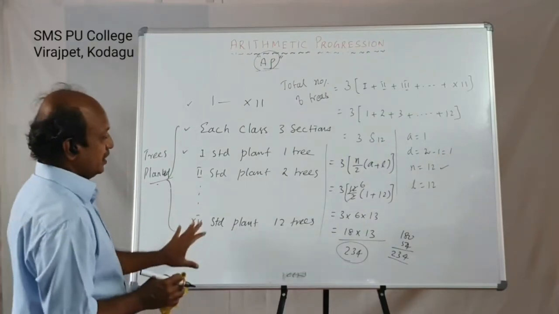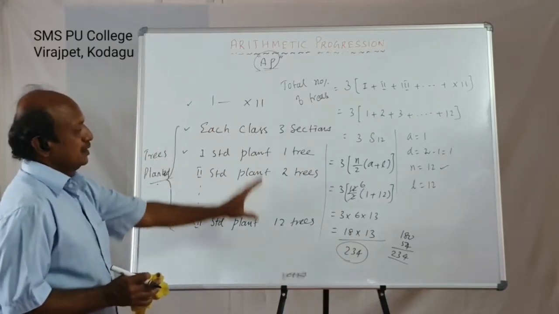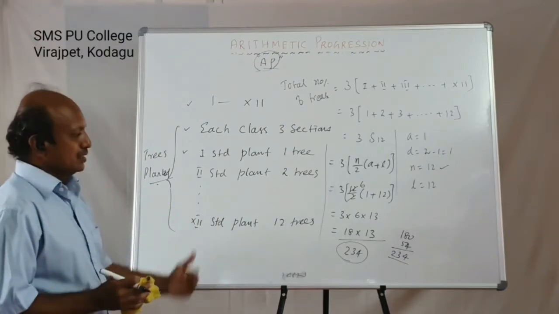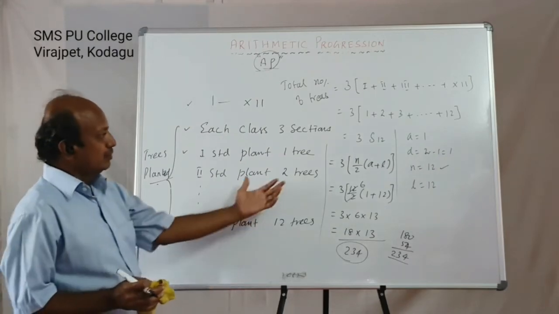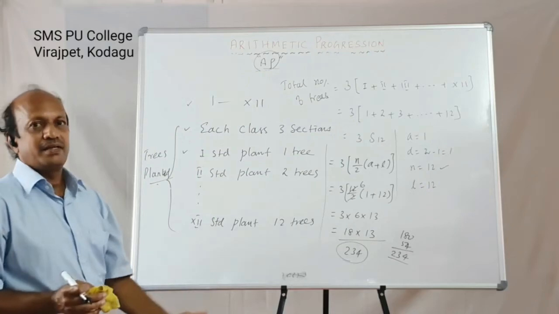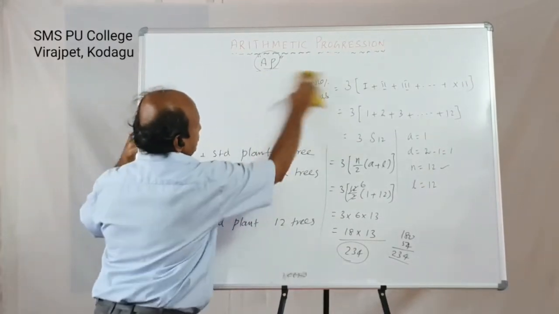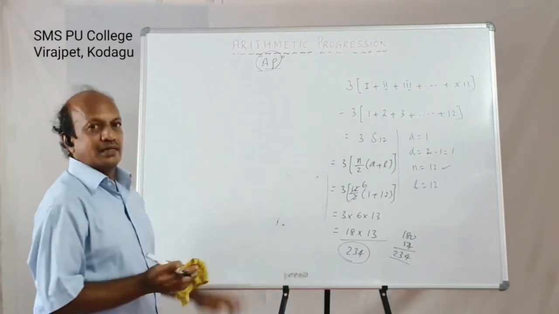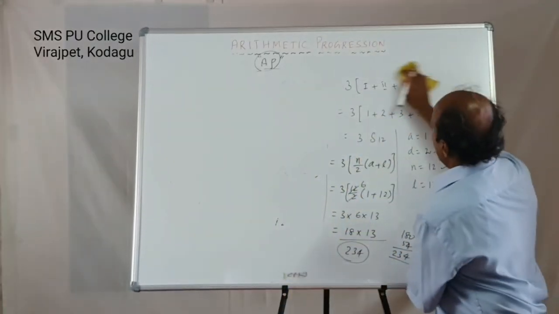Just remember, I am frequently repeating application problem, because nowadays the concept of just applying the formula, simplifying, and getting the answer is avoided. 40 to 50% of questions are going to ask how these concepts can be applied in our day-to-day problems. Totally, how many trees are planted? 234 trees are planted by the entire school.